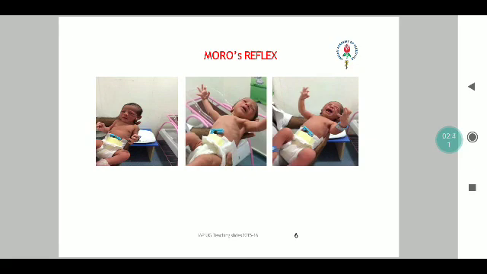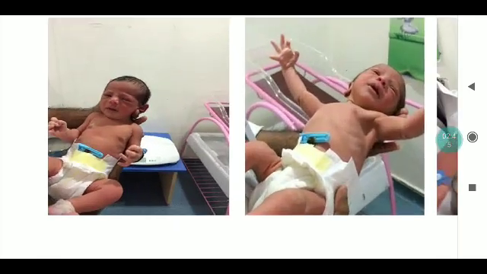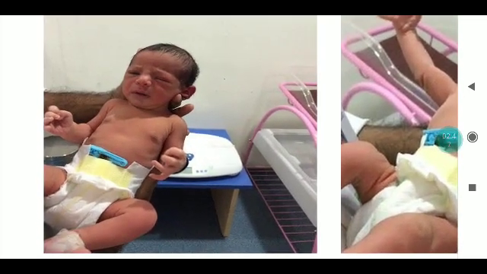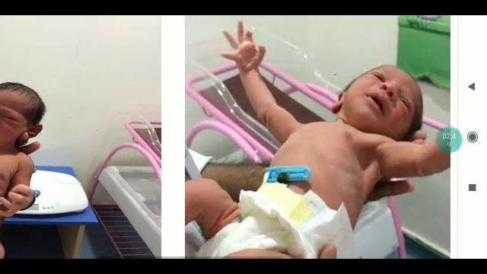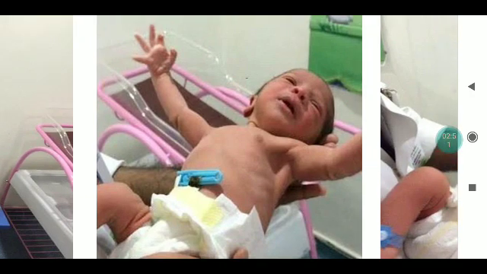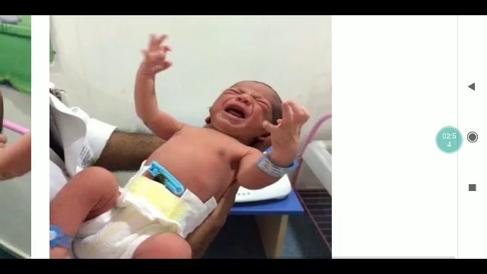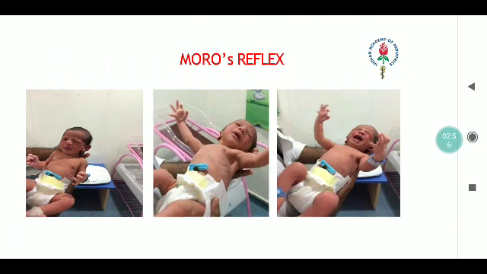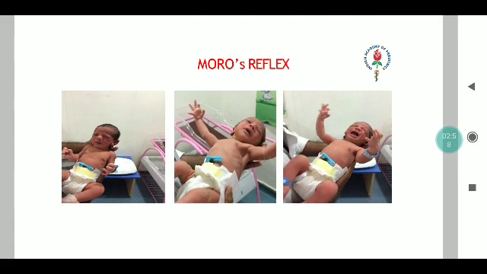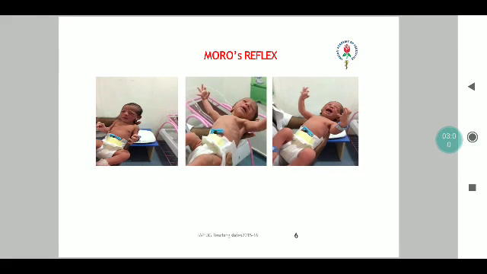Now, coming to the Moro reflex, it's also called the startle response. If the child is initially held upright in this manner, without head lag, and a brief sudden jerk is given such that the head drop is maintained, there is a startle response, and the child begins to cry and attempts to regain its posture. This is the Moro reflex.